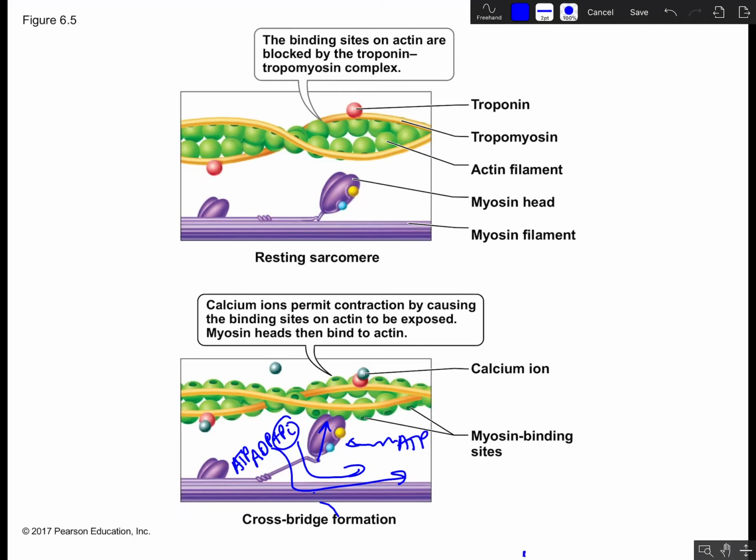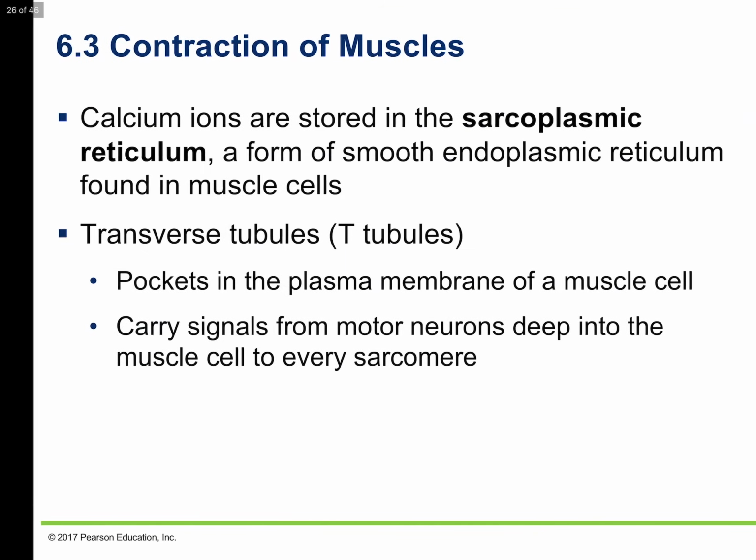Now a new ATP will attach onto the myosin head, and that will allow that myosin head to detach. If you don't have ATP, like when you're dead, that myosin head cannot detach. It stays attached to the actin, and you get what's called rigor mortis. Eventually, that will subside when there is tissue and cell death.